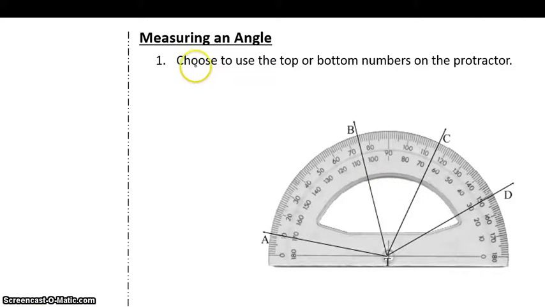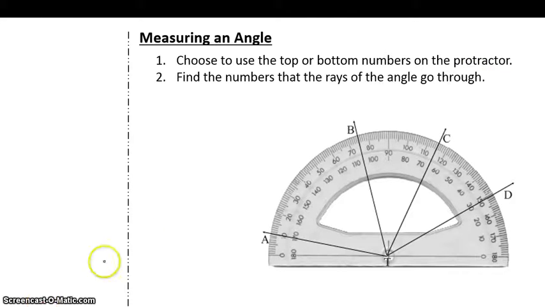All right, so how to measure an angle here. First, this is what we call a protractor. You notice that there are numbers on the top, so you could use the numbers on the top, or you could use the numbers on the bottom. You have to choose which one you're going to use. So step 1, choose to use the top or the bottom numbers on the protractor. You pick one. Can't use both simultaneously. You have to be consistent and pick either the top numbers or the bottom numbers.